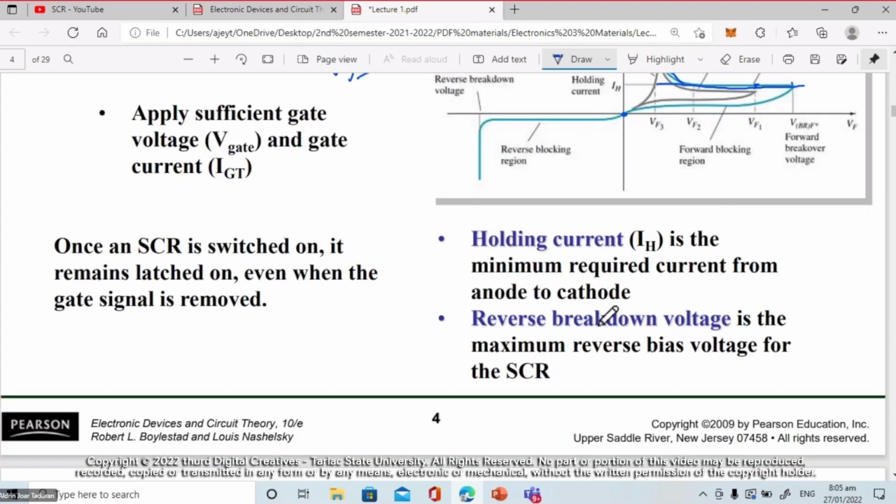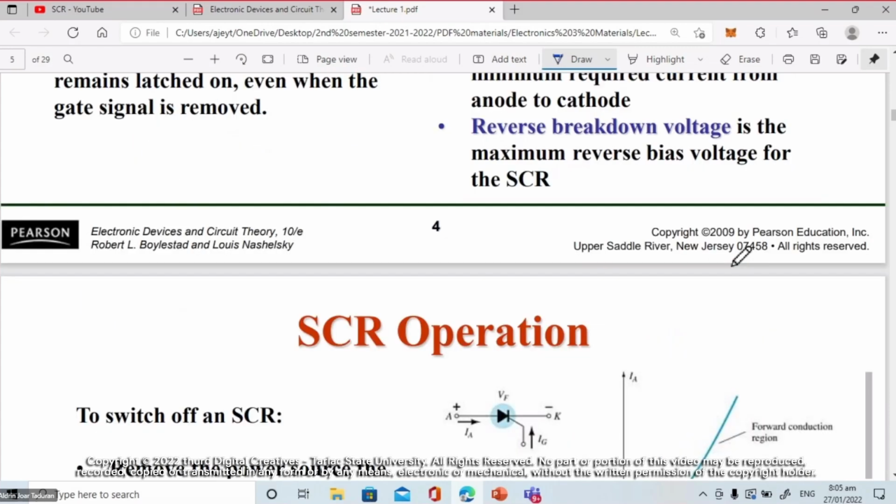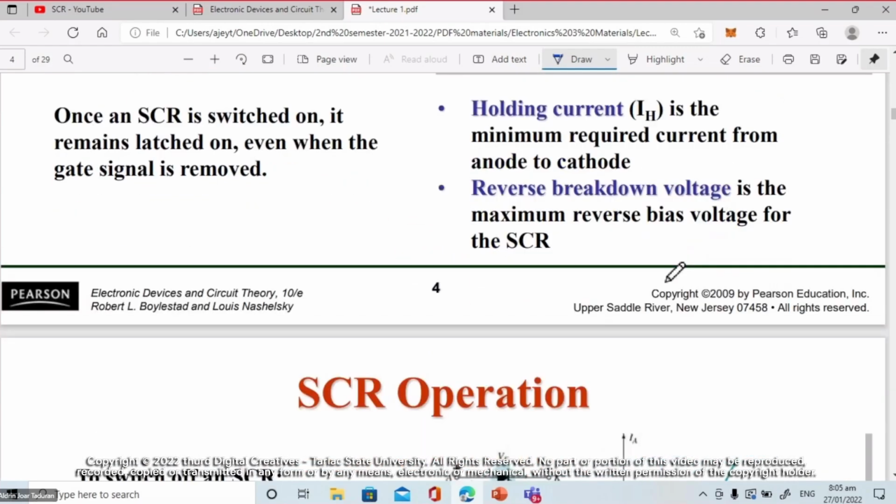And then the reverse breakover voltage is the maximum reverse bias voltage of our SCR, the maximum reverse breakdown voltage.